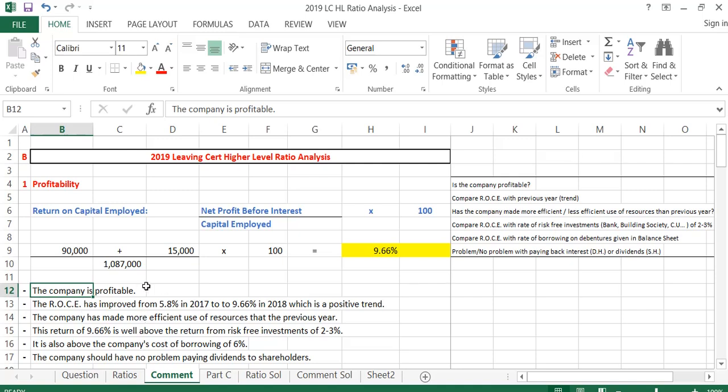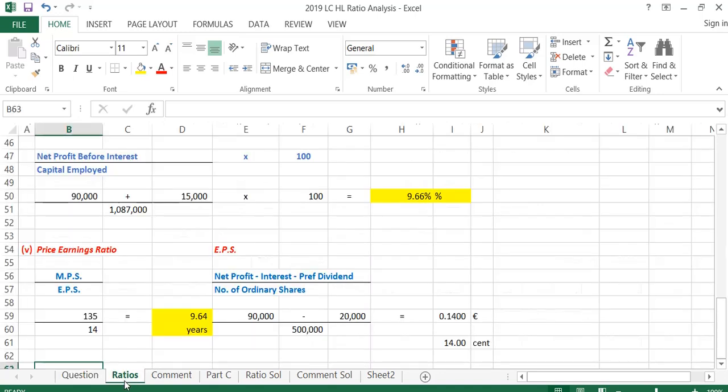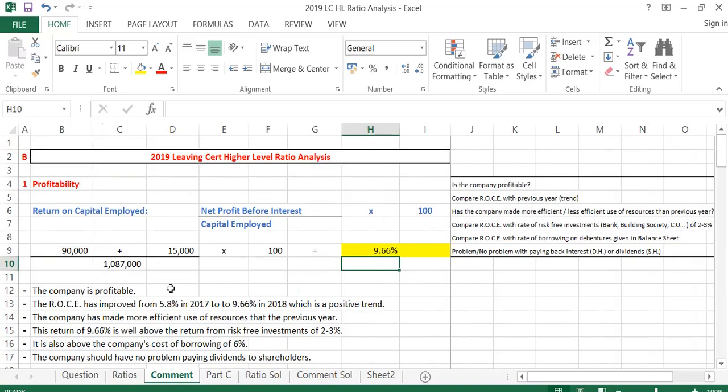So the company is profitable. There's a return of 9.66%. The return on capital employed has improved from 5.8 in the previous year. So if I go back here to the previous year, my return on capital employed is 5.8. So it has improved from 5.8 in 2017 to 9.68 in 2018, which is a positive trend.